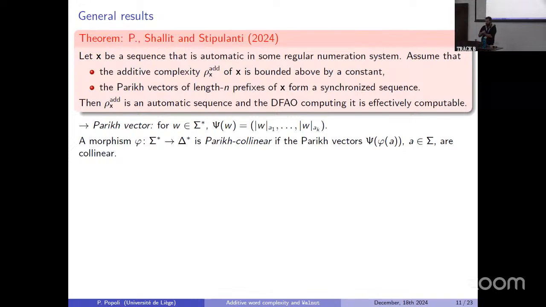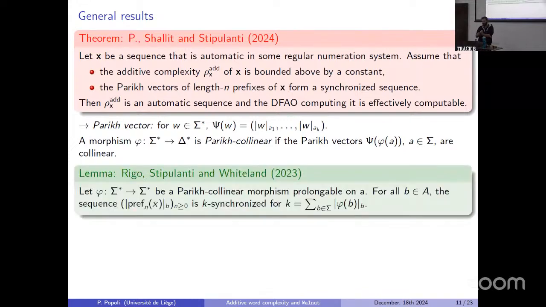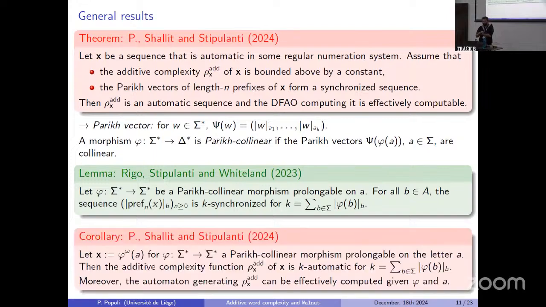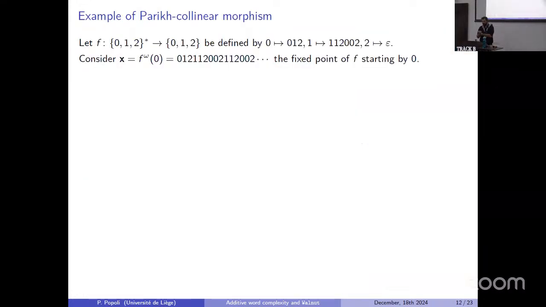In this framework, we have a result from Rigo, Stipulanti, and Whiteland, recently, that proved that in this case we have exactly the second condition that we need, that the sequences of prefixes are synchronized for a specific value k. And so we can apply this family of morphisms to our theorem, and we can prove that if we have the fixed point of a Parikh-collinear morphism, then we can compute the additive complexity by a DFAO. So I will give just a short example.